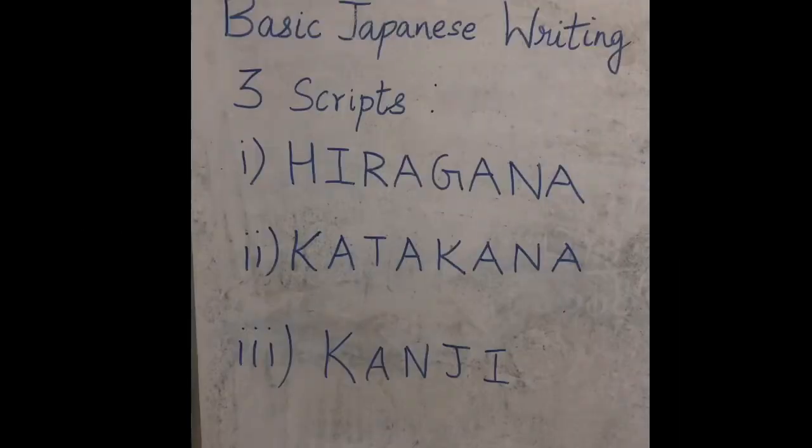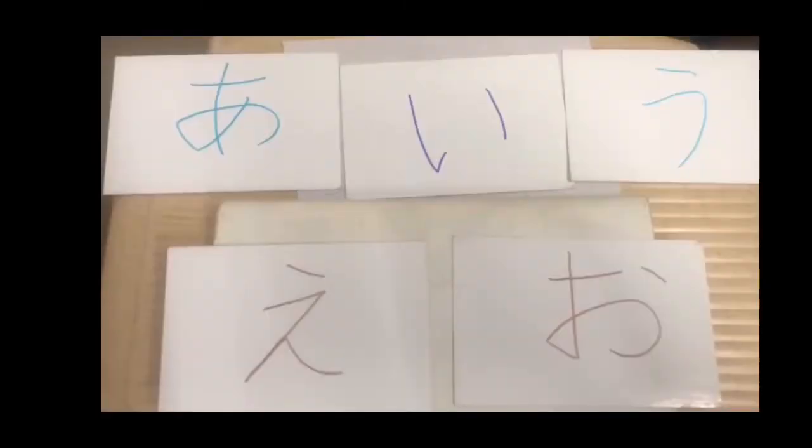Hey everyone, in my previous lesson we learnt about the basic Japanese writing and the three scripts in Japanese writing, which are Hiragana, Katakana and Kanji. We also learned the five vowel sounds of Hiragana, which are, yeah, you got it right, A, I, U, E, O.